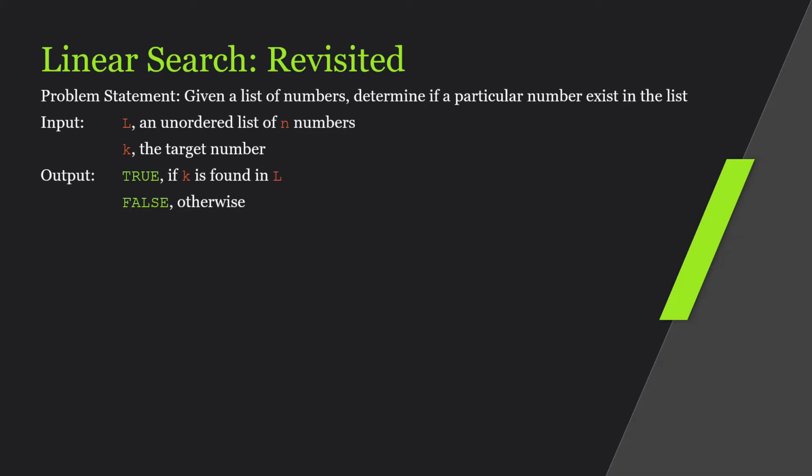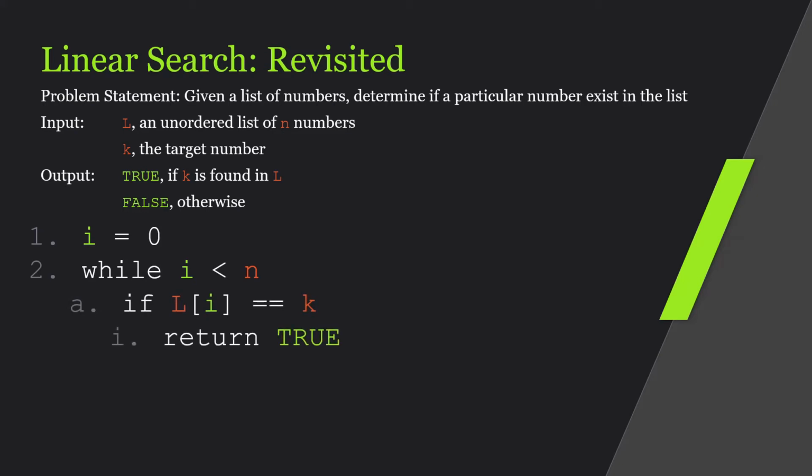Okay? So the way we're going to do this is we're going to start at the beginning of the list, and we're going to iterate through the entire list, checking to see if the value that we're currently at is K. If it ever is, we'll return true. If we get to the end of the list and we have not returned true, we will then return false.